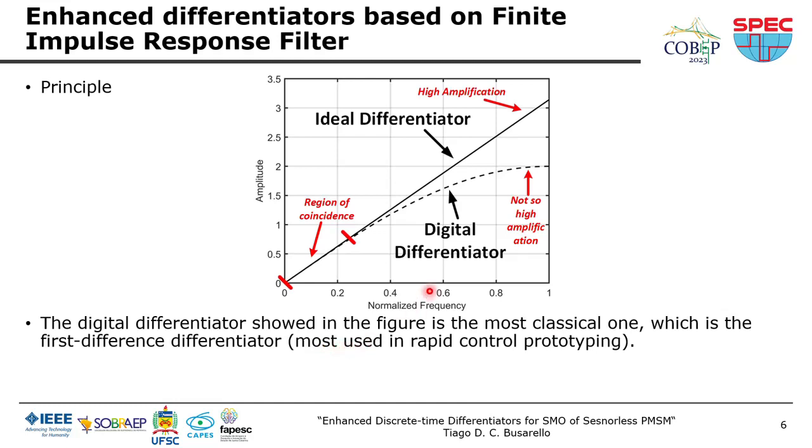And I'm showing you this digital differentiator, the first difference, because it is the most used when we have a discretization of an S function in software like MATLAB and Simulink. Most of them are used in rapid control prototyping, in which you just place an S function in Simulink and the software converts it to discrete time. Usually first difference differentiators are applied. And if you look carefully, even though there is a reduction in this frequency response, the noise amplification is quite high.